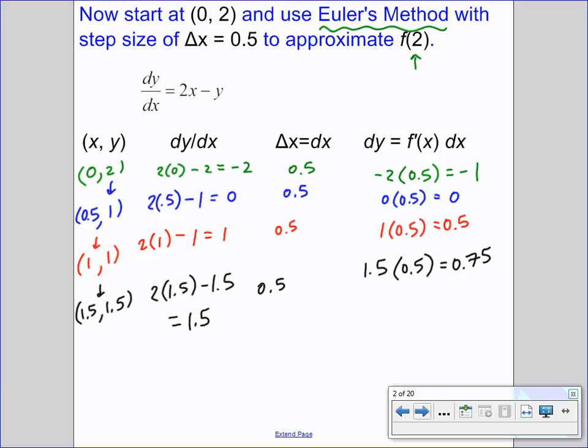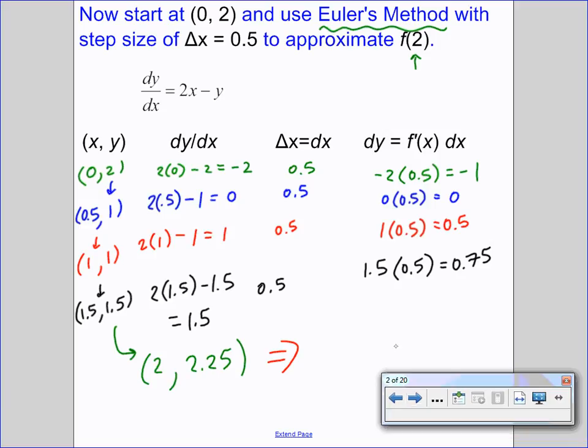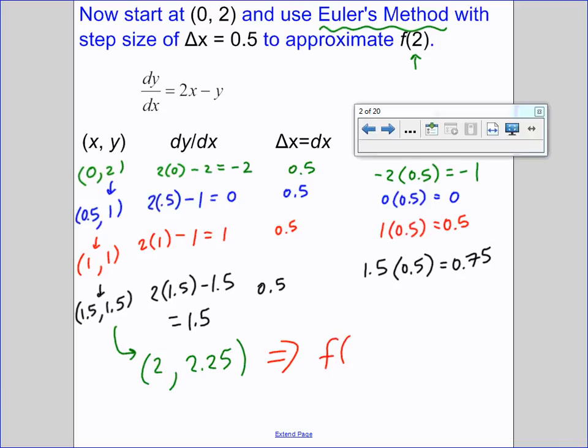And finally, at long last, I anticipate my final y coordinate after stepping over, right, after stepping over 1, 2, 3, 4 steps all the way to x equals 2. We anticipate a y value of 1.5 plus 0.75 is 2.25. Yes, 2.25. Awesome. So what does this mean for us? At long last, it means our anticipated function value is 2.25.